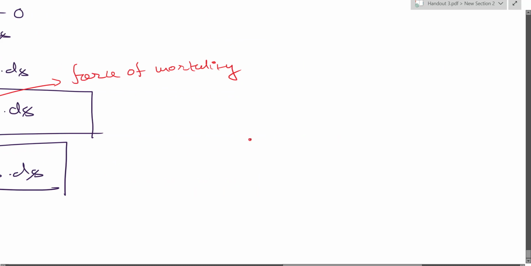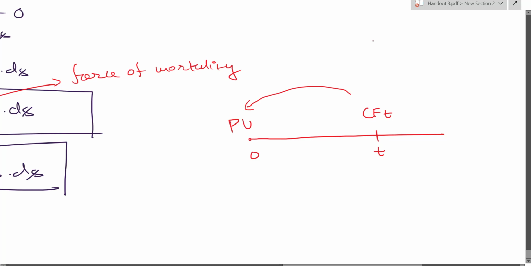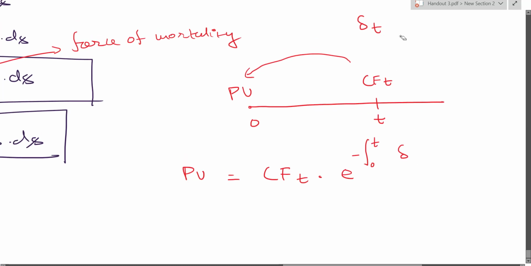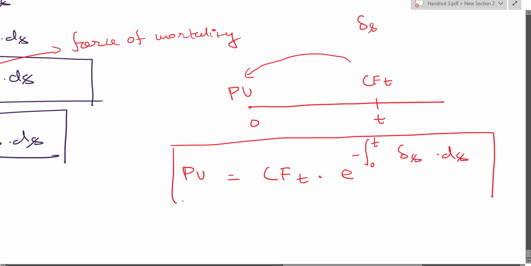If you remember the formula of present value, let's say there is a cash flow at time t. Let's call it CFt, and you want to calculate the present value of this cash flow at time 0. How will you do that? If you have a continuously compounded force of interest which operates as a function of time, let's say a force of interest denoted as delta t, how will you discount this? You will take your cash flow CFt, and multiply it by e to the power of negative integral from 0 to t of delta s ds, because I'm discounting for t years. This is how you calculate the present value of your cash flow which occurs at time t.